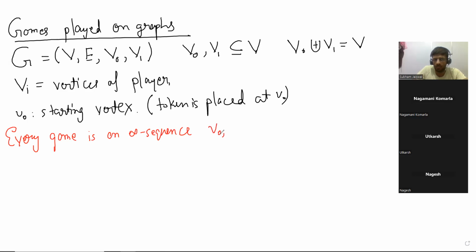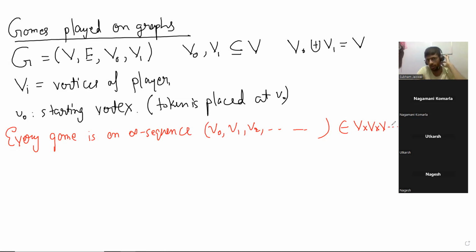So it's like we start with V naught, and then V1, V2, an infinite sequence of vertices. So this is a member of, if you want to do this mathematically, V cross V cross V infinitely many times. All this may look useless, but thinking about games mathematically is the foundation which we are trying to build. So that is what a game is.